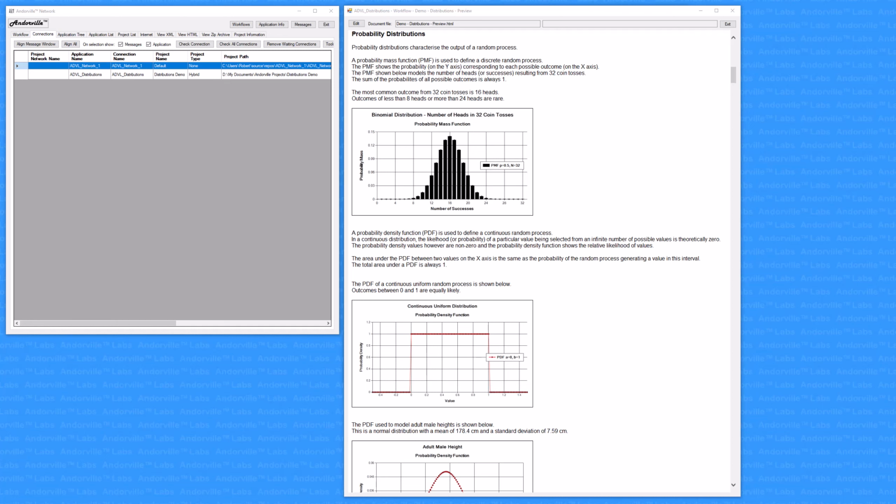The sum of the probabilities of all possible outcomes is always 1. The most common outcome from 32 coin tosses is 16 heads. Outcomes of less than 8 heads or more than 24 heads are rare.